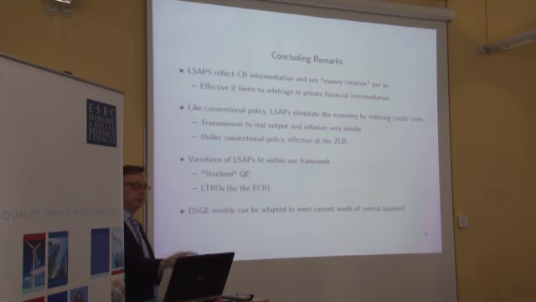From going through this, you learned LSAPs reflect central bank intermediation. The popular press view is that they're money creation per se, and the big worry from QE is there'd be tons of inflation. And in fact, we haven't seen it. The key to QE working is limits to arbitrage and private intermediation. The transmission mechanism is very similar to conventional policy. It works through reducing credit costs, therefore you'd expect the output and inflation effects to look similar.